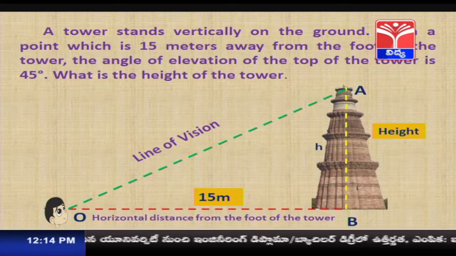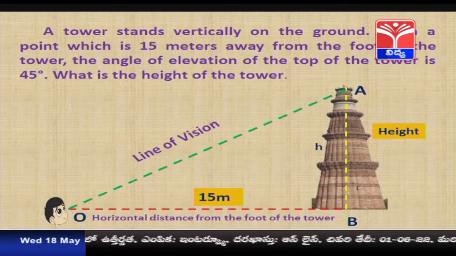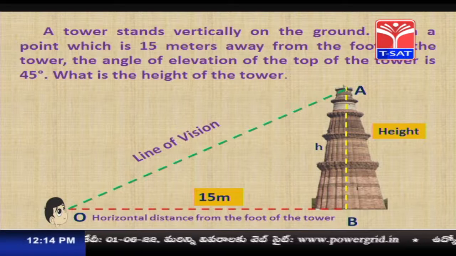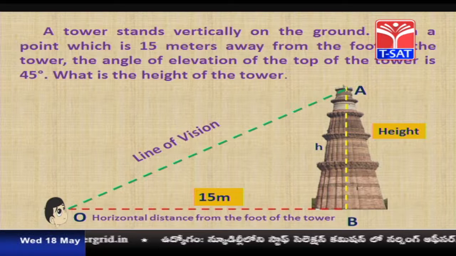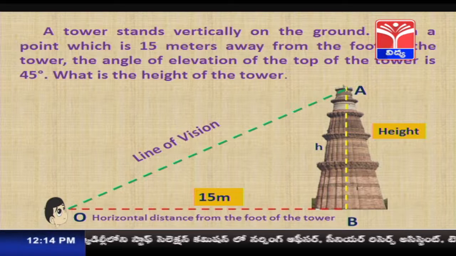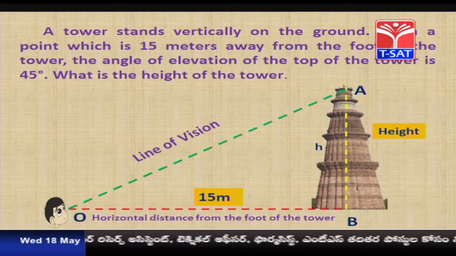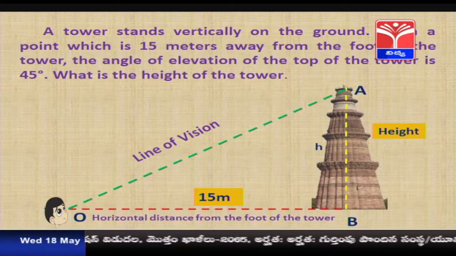So here B is called the foot of the tower, and the point O is said to be the point of observation. So you are able to see a clear triangle here. He has given us that from a point which is 15 meters away from the foot of the tower. That means the distance between the foot of the tower and the observer is 15 meters. So I wrote here OB is how much? 15 meters. Are you clear, children?